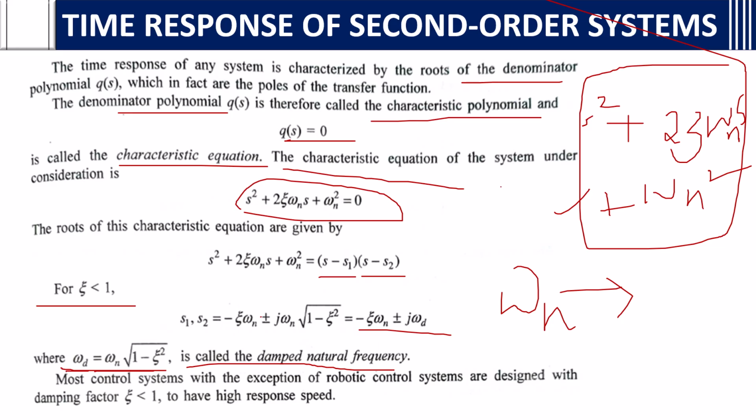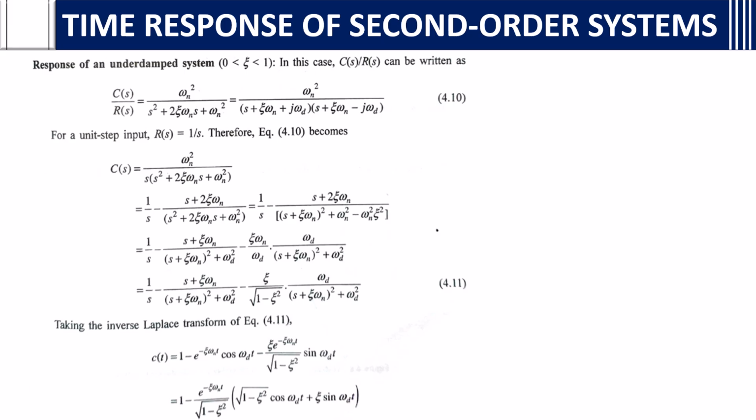After this, there is a topic known as time specifications of second order systems. I will do a separate video on these topics. Most control systems, with the exception of robotic control systems, are designed with damping factor zeta less than 1 to have high response speed. Usually the zeta will be less than 1, so it will have high response speed. Now, the response of an underdamped system, which is 0 less than zeta less than 1.